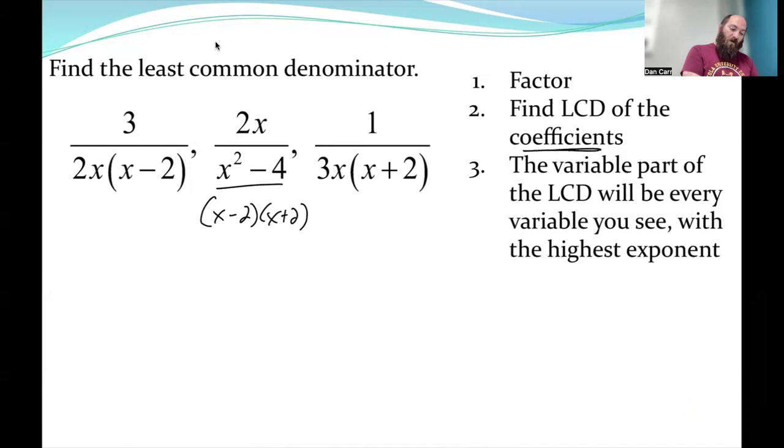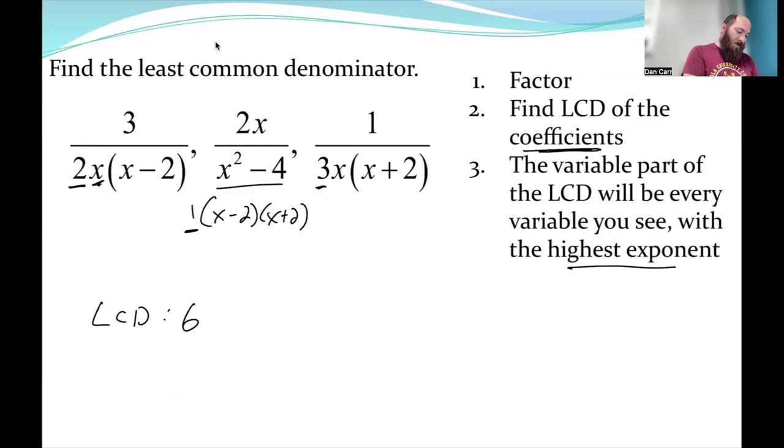Find our least common denominator of coefficients. So I have 2, technically I have a 1, and I have a 3 here. So my least common denominator is going to be the common denominator for 2 and 3. They both can multiply up to 6, so 6 is going to be a part of that. Then I'm going to look at the variable part, so every highest exponent I see.